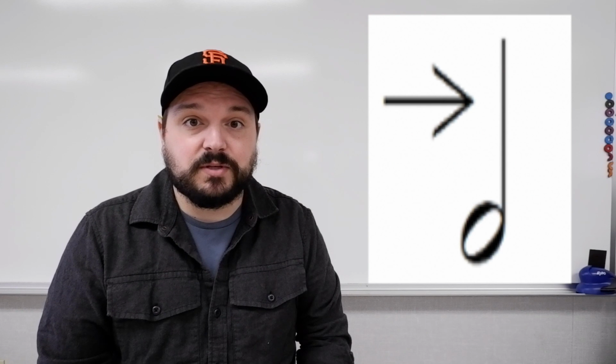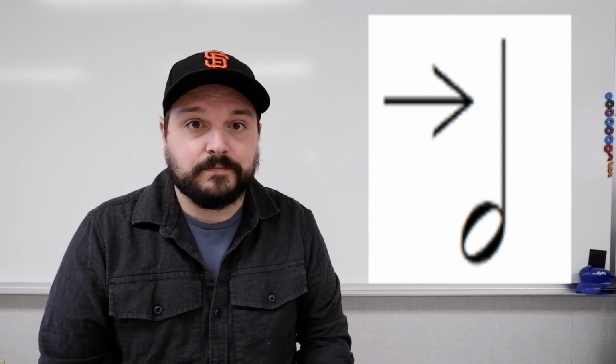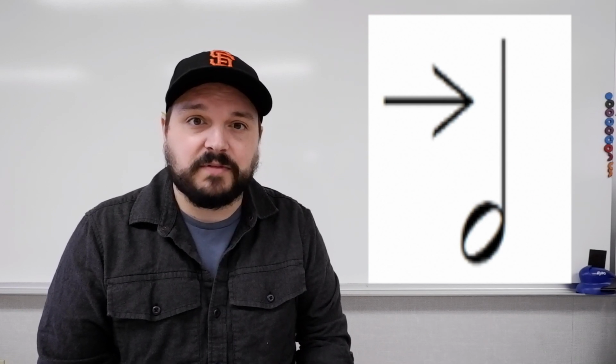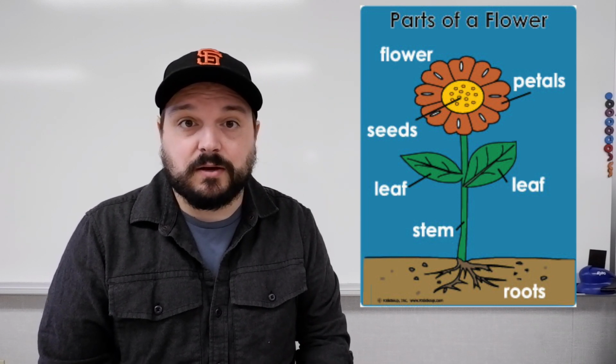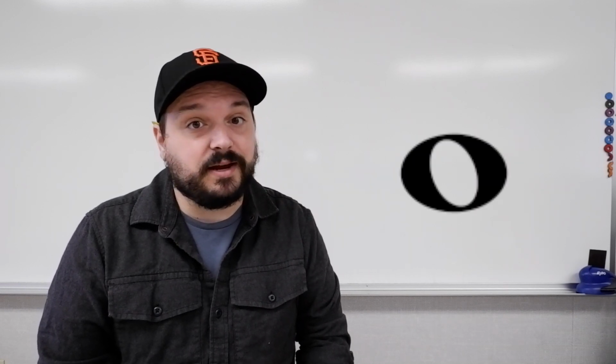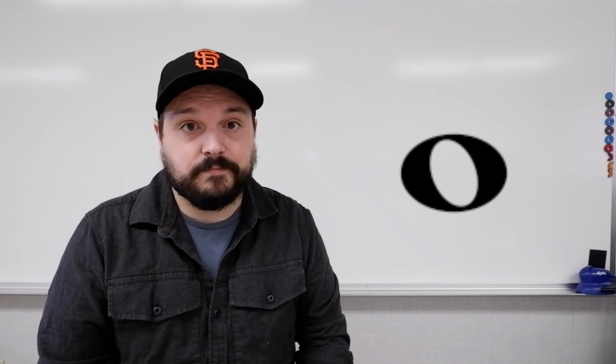A music note also has what's called a stem. Now, the stem of the music note looks like this, kind of like a flower. A flower has a head and it has a stem. So does a music note. Though not all music notes have stems. Sometimes music notes look like this. This one does not have a stem, just a head.